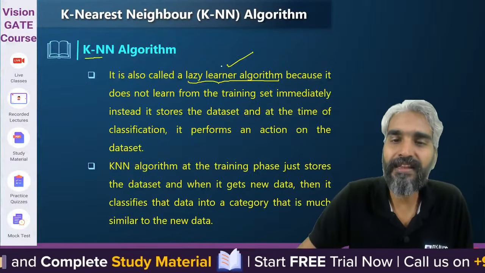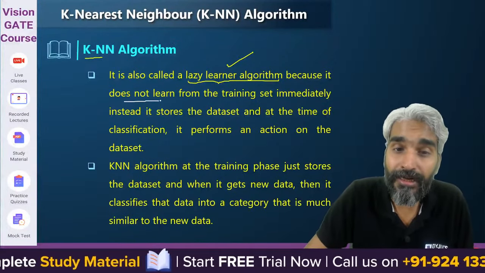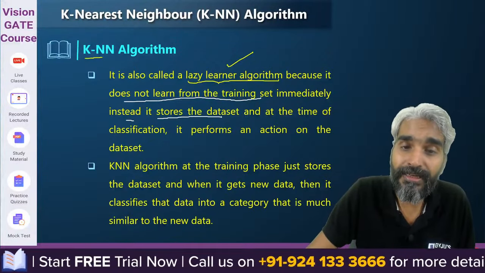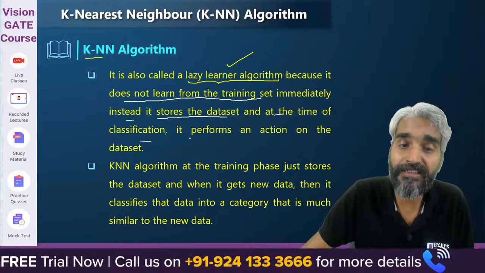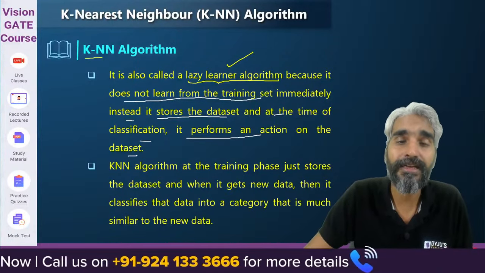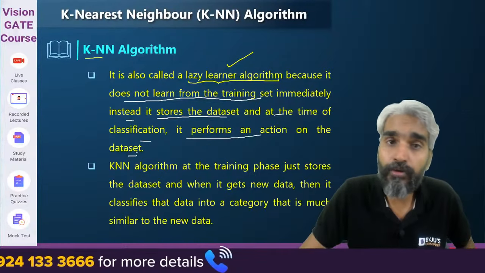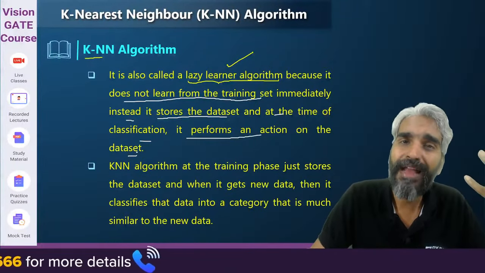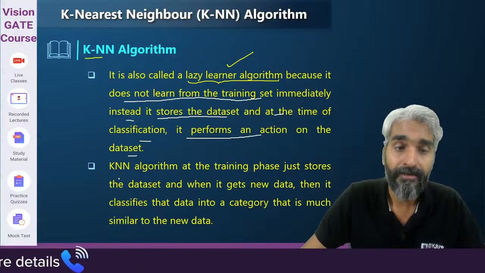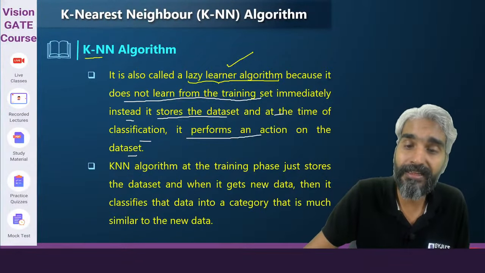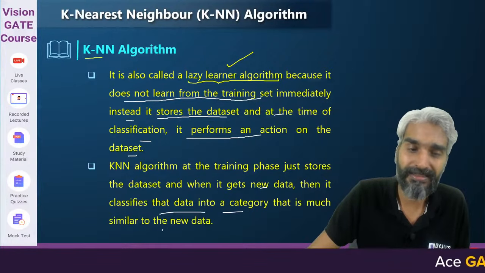So it's a lazy learner algorithm because it does not learn from the training set immediately. Instead, it just stores the data set, and at the time of classification, it performs an action on the data set. Whenever you need to classify a new input, it will perform the action required. Now, the KNN algorithm at the training phase just stores the data set. When it gets new data, then it applies.